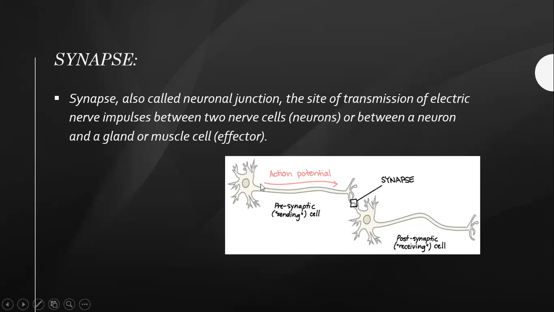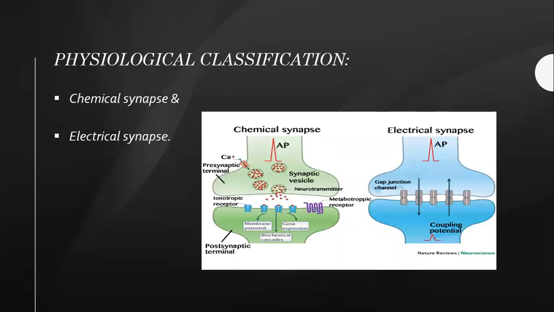In this diagram, we can see the action potential, which is present in the presynaptic cell, is communicated or transmitted to the postsynaptic cell via the synapse. So, these synapses are classified into various types, but based on physiological classifications, synapses are classified into chemical and electrical synapses.